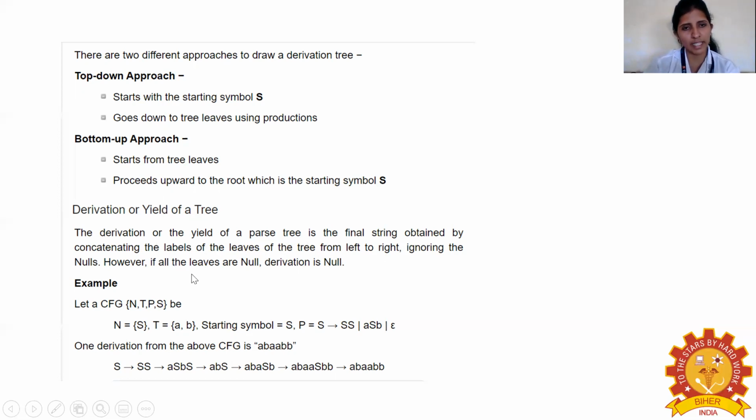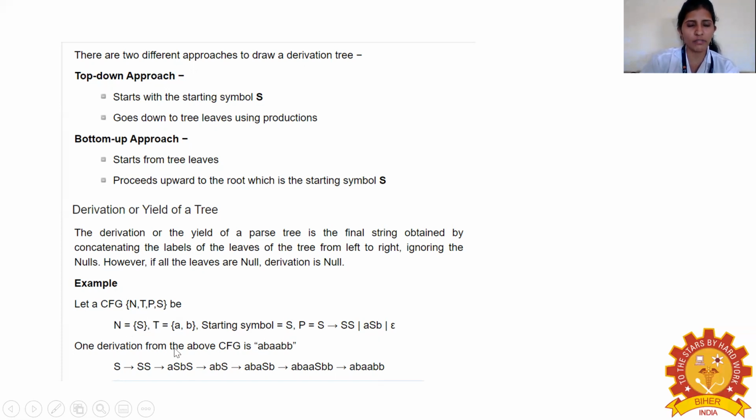However, if all the leaves are null, then the derivation will also be null. Say, for example, let a context-free grammar be G = (N, T, P, S). The set of non-terminal symbols is N = {S}, and S is the start symbol, and T = {a, b} is the set of terminals. The starting symbol is S, and the production rules are S → SS or aSb or epsilon.